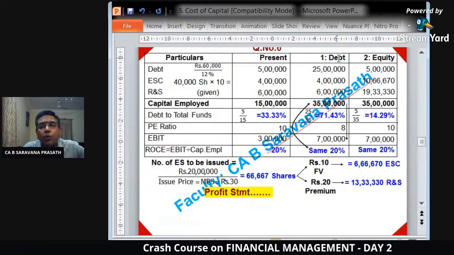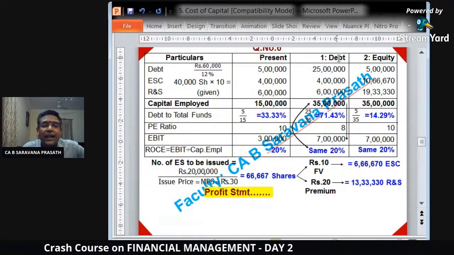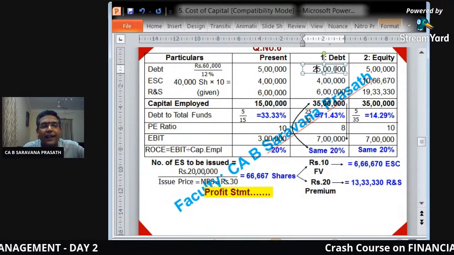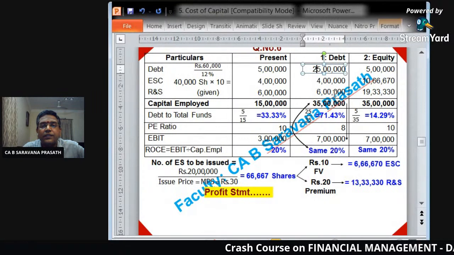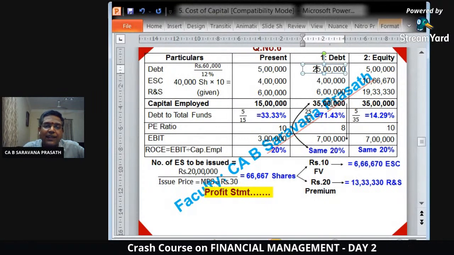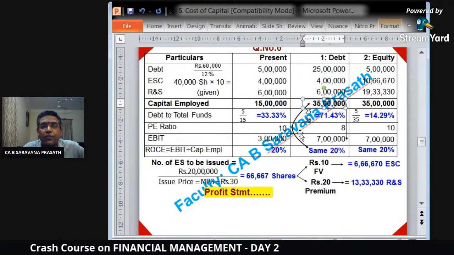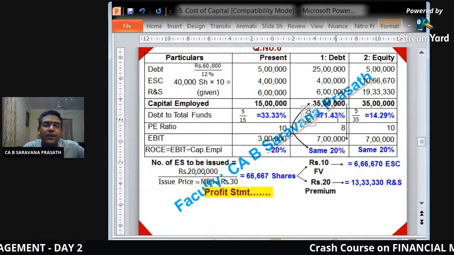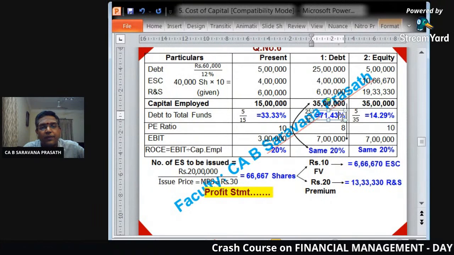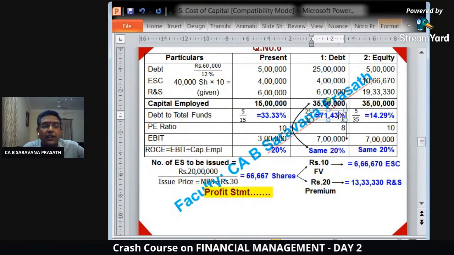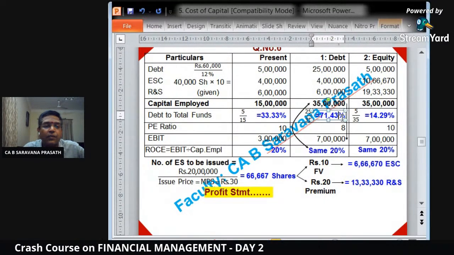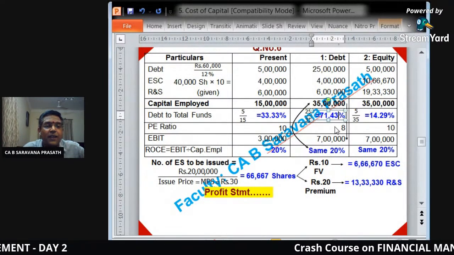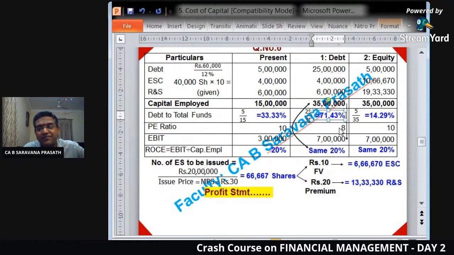If I borrow, 20 lakh is the extra money required. So 5 plus 20 equal to 25 lakh. Equity capital and reserves remain the same, so a total of 35 lakh will be maintained. 35 lakh will be the total capital employed. Now 25 by 35, the debt to total funds ratio becomes 71.43%. And since it is more than 35, the P/E ratio will drop to 8.